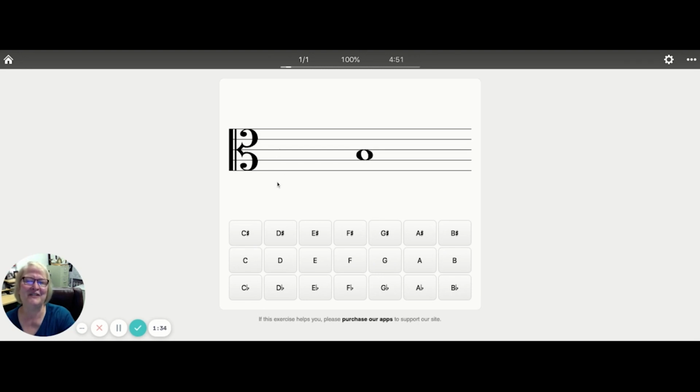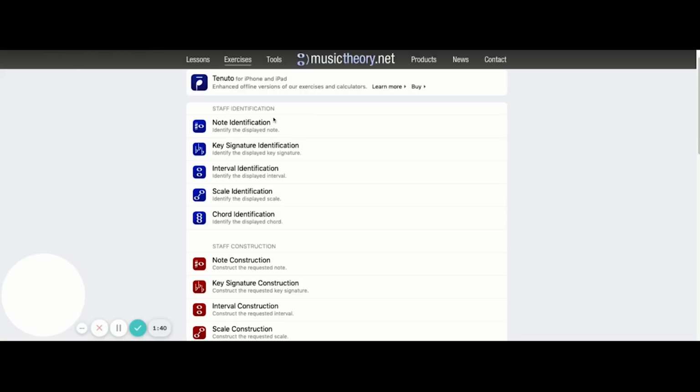This also includes the alto clef. So the alto clef, this would be a B. That was one of the things that we would use to get things started. We could set up our exercises so it only did treble clef or only did bass clef.